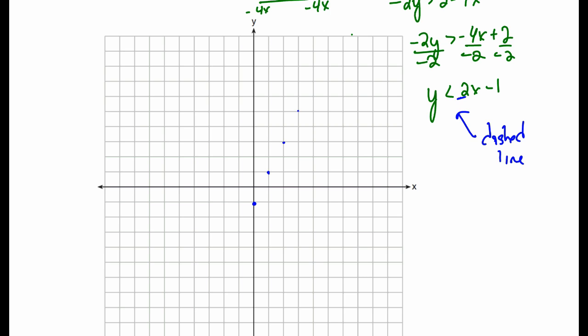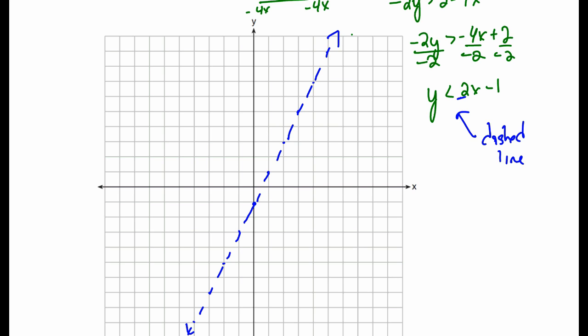Up 2, right 1, up 2, right 1. Let me go the other way. It makes sense that this line would be increasing because it has a positive slope. And I have a dashed line. It's not a solid line because the border is not part of the solution set. That's very, very important.